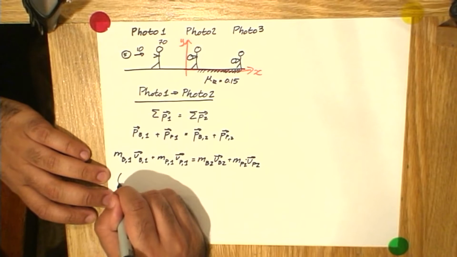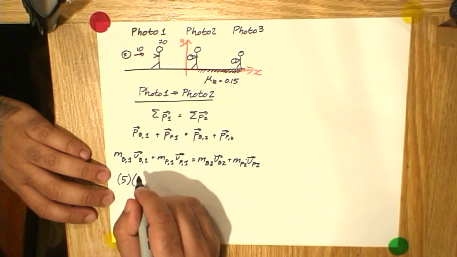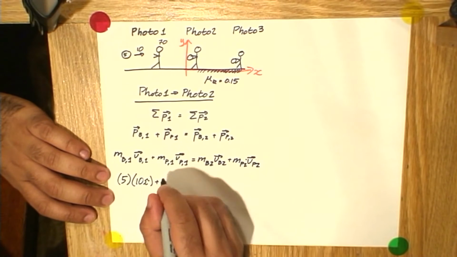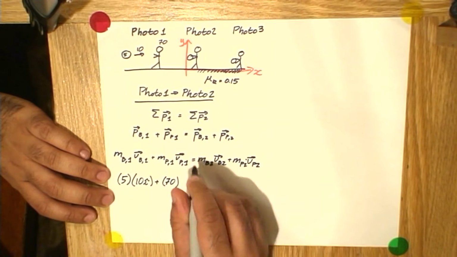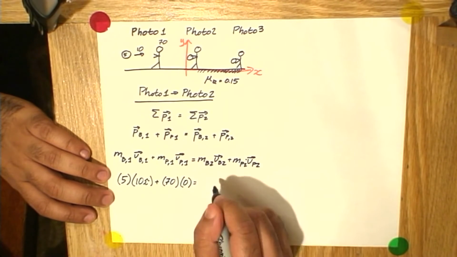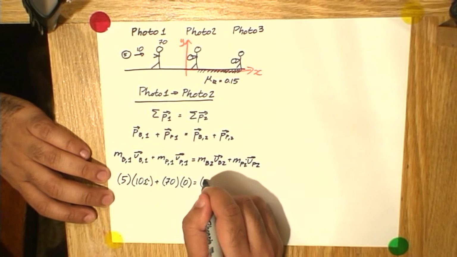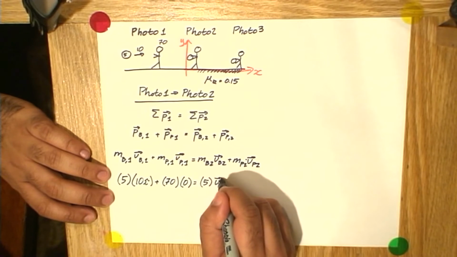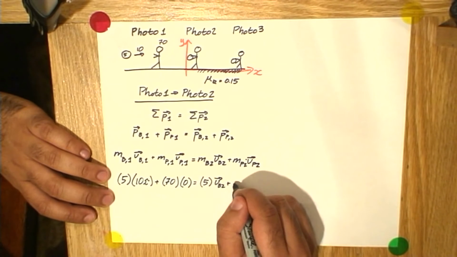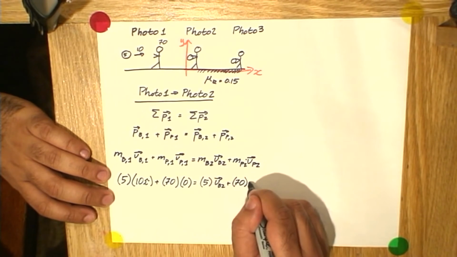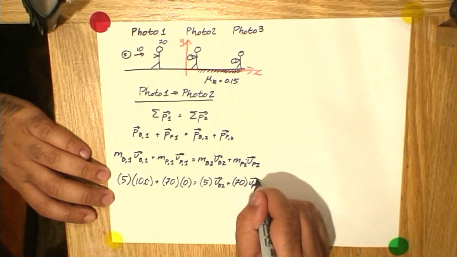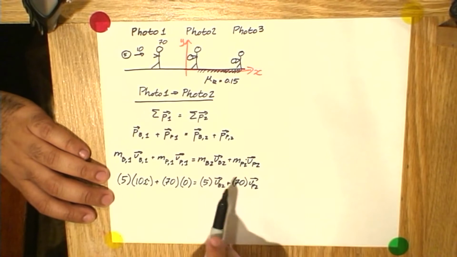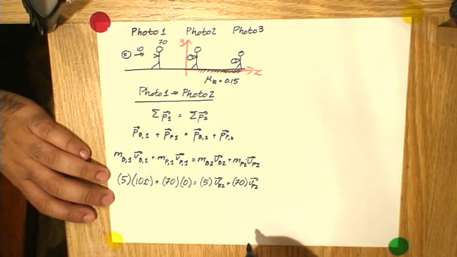The mass of the ball in photo 1 is 5. The velocity of the ball is 10 i hat, because that's the way we drew our axis. Plus mass of the person, 70, times velocity of the person, 0, is equal to mass of the ball 2, that's 5, times velocity of the ball 2, that's unknown, plus mass of the person, which is 70, times velocity of the person in photo 2, which is also unknown. But we do know that since the person caught the ball, these two must be equal to each other.